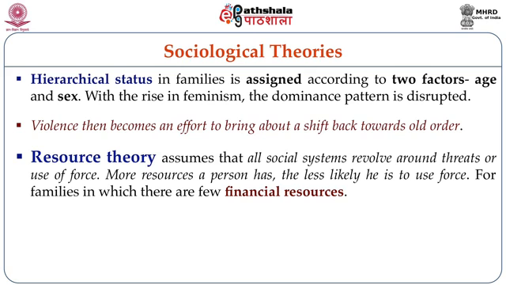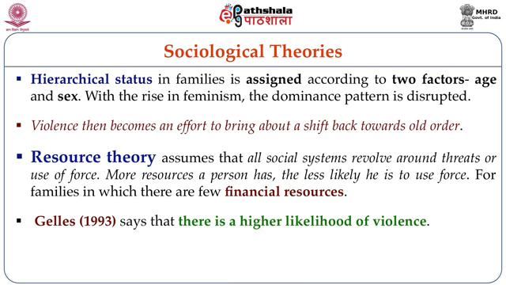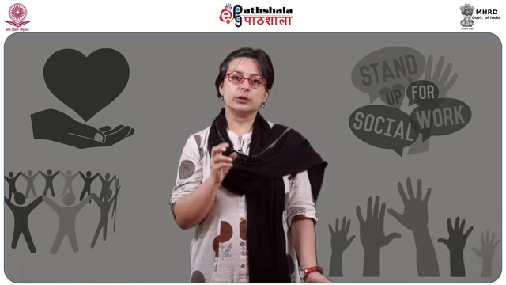The next theory is the resource theory. This theory assumes that all social systems revolve around threats or use of force. The more resources a person has, the less likely he or she is to use force. For families in which there are few financial resources, Goode said that there is a higher likelihood of violence. So again, this theory is saying that lower socioeconomic status and poverty may lead to a higher likelihood of violence.